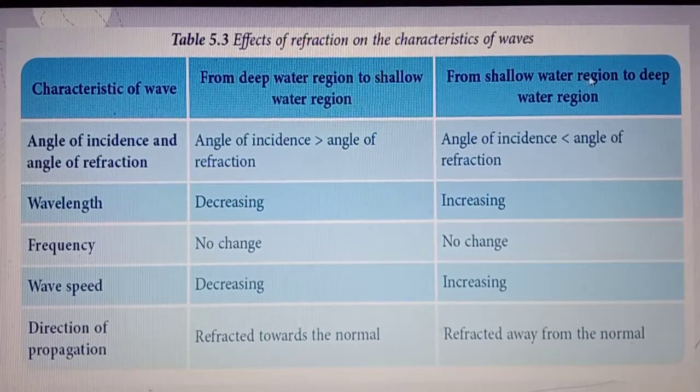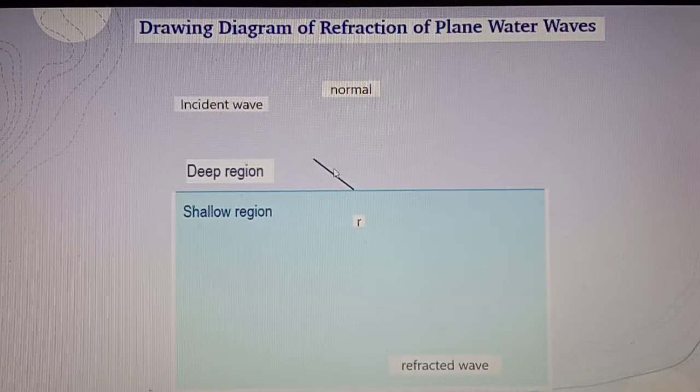From the shallow water region to the deep water region, angle I is smaller than R. The wavelength increases. The frequency is still unchanged. The wave speed increases. So what happened to the wave? It is refracted away from the normal. Okay, let's try to draw a diagram to show refraction of a plane water wave.